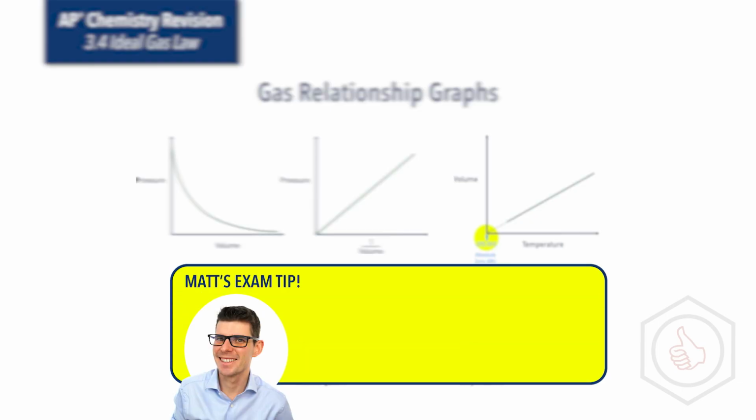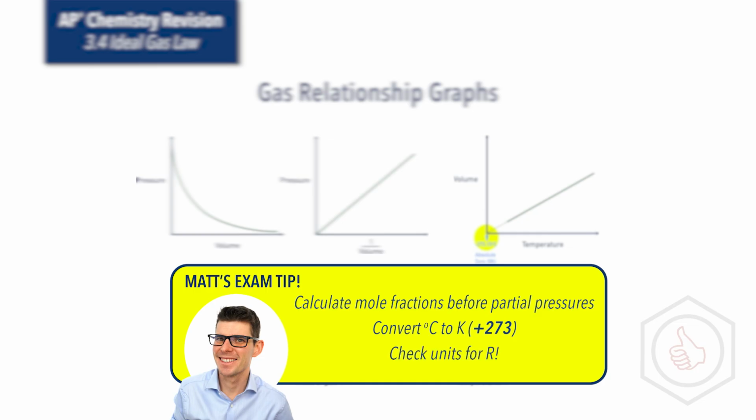Exam tips here. If a question involves gas mixtures, always calculate mole fractions before partial pressures, otherwise you're going to run into difficulty. Don't forget to convert Celsius to Kelvin when using the ideal gas law, and always check the units being used for R, the universal gas constant.